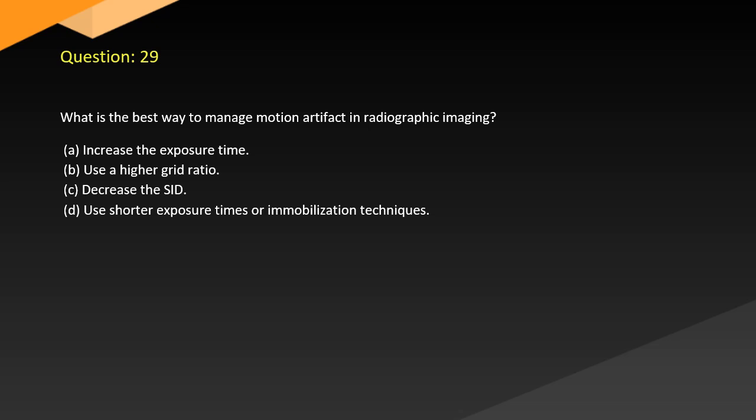Question 29. What is the best way to manage motion artifact in radiographic imaging? A. Increase the exposure time. B. Use a higher grid ratio. C. Decrease the SID. D. Use shorter exposure times or immobilization techniques.